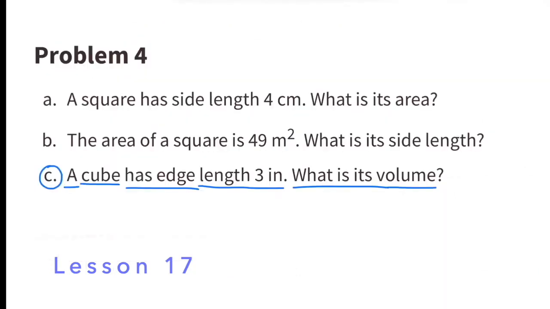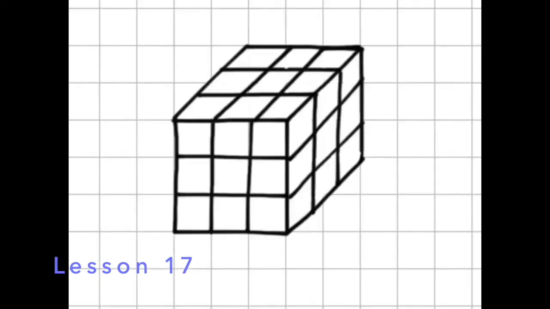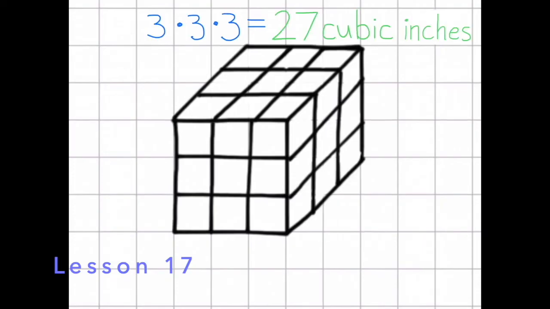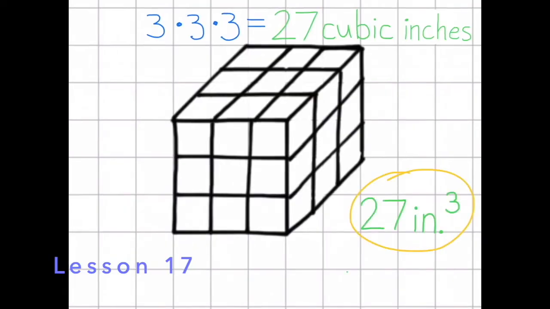C. A cube has edge length 3 inches. What is its volume? Here's an illustration of a cube that has edge length 3 inches. 3 times 3 times 3 equals 27. The volume of this cube is 27 cubic inches, or 27 inches cubed, which is the same as 27 inches to the third power.